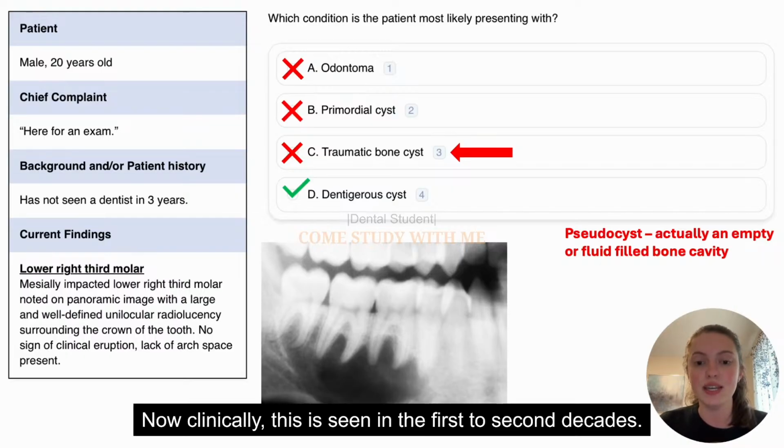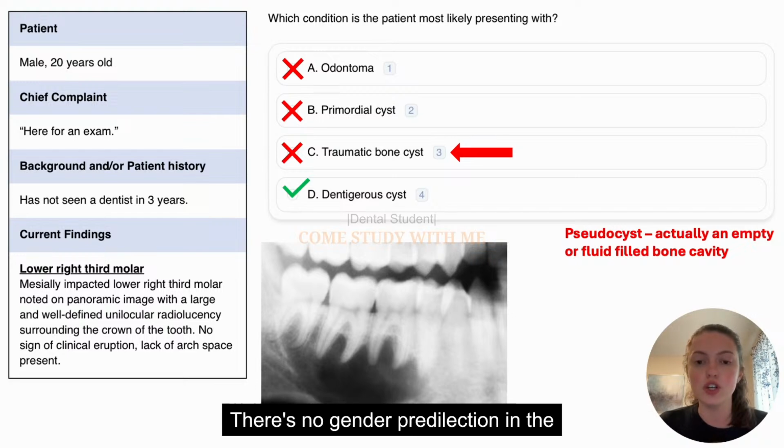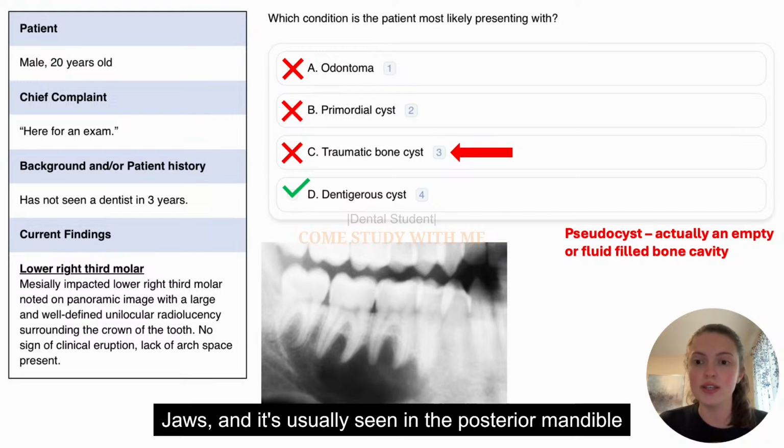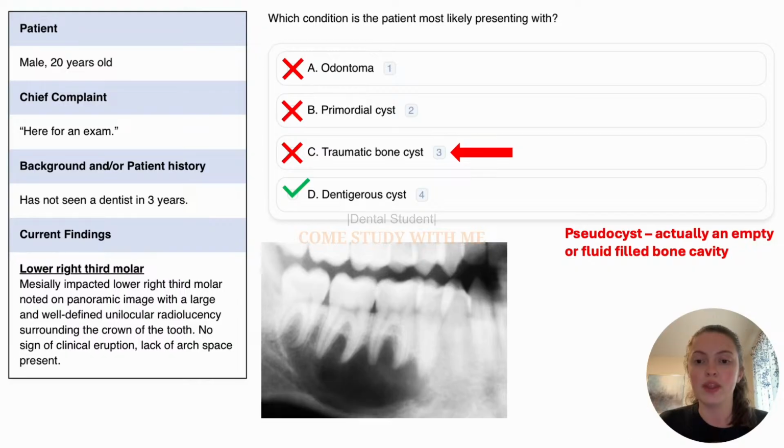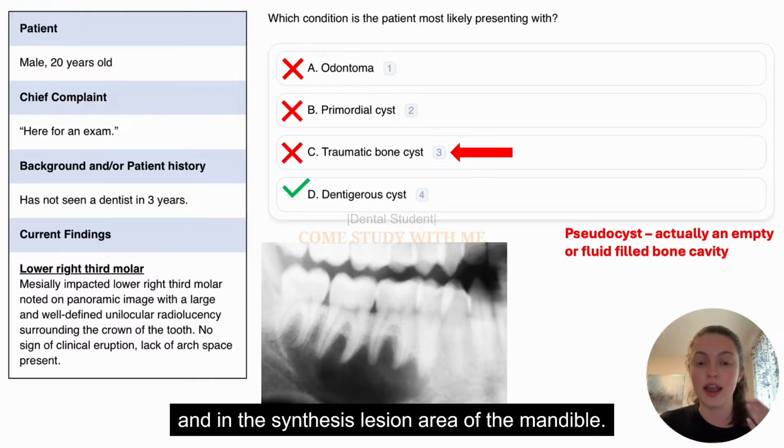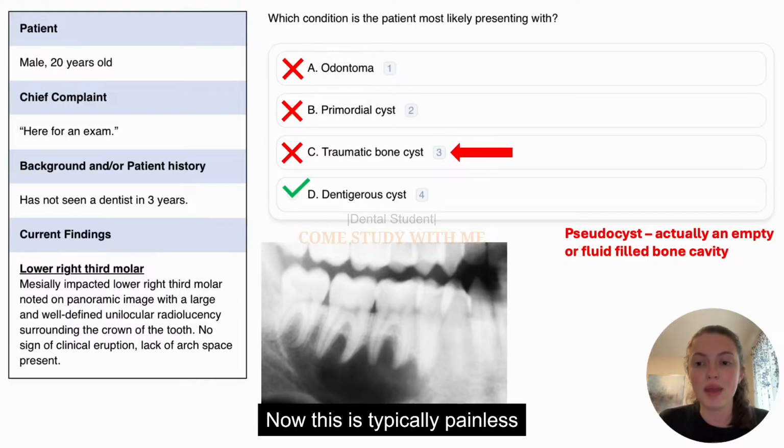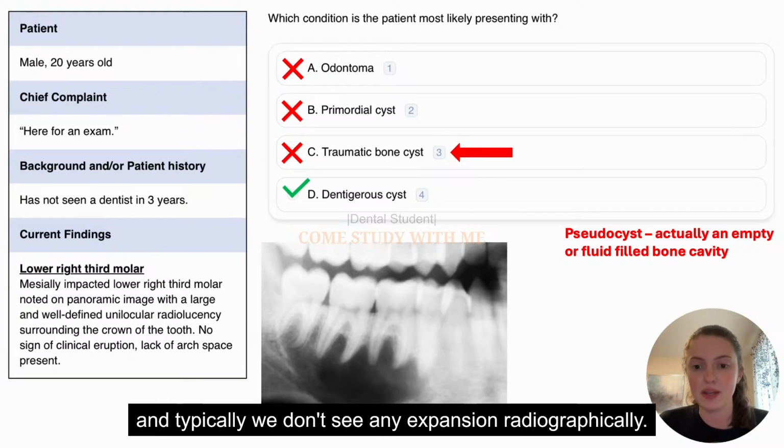Now clinically, this is seen in the first to second decades. There's no gender predilection in the jaws, and it's usually seen in the posterior mandible and in the symphysis area of the mandible. Now this is typically painless and typically we don't see any expansion.